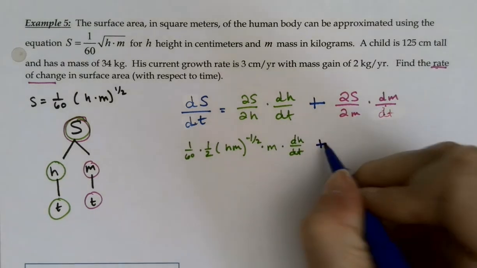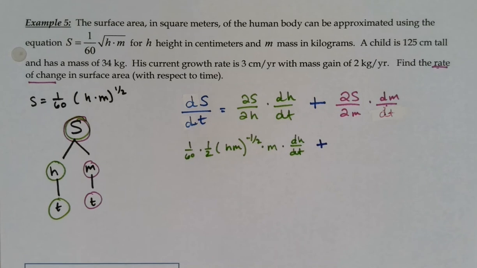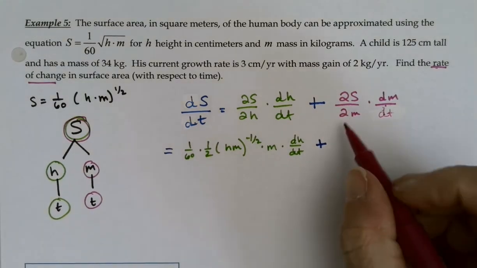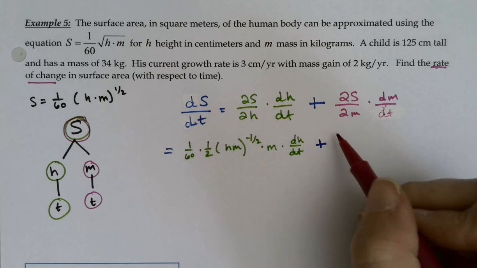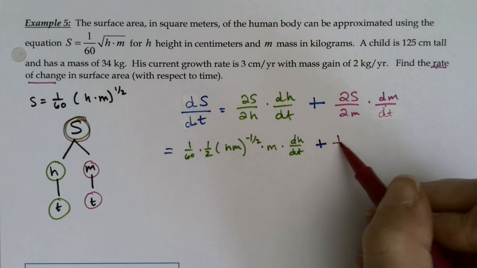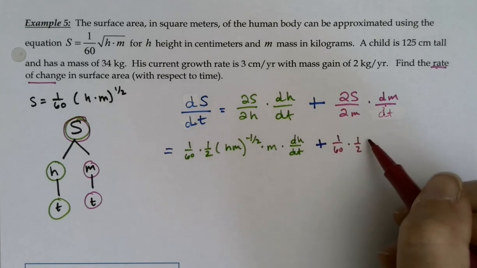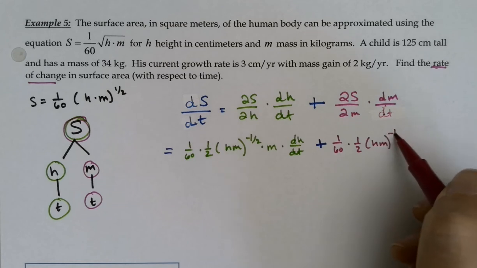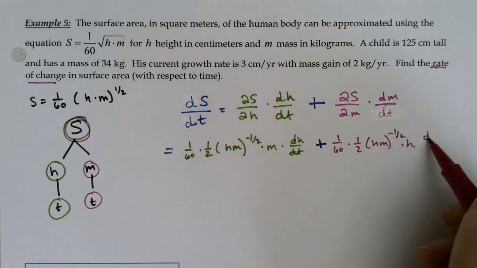You can substitute in for dh dt because it was given, but let's just go one more step before I do that. And then the next part would be ds dm. So that would be the derivative of s with respect to m. So 1 over 60 times 1 over 2 hm to the negative a half times h dm dt.